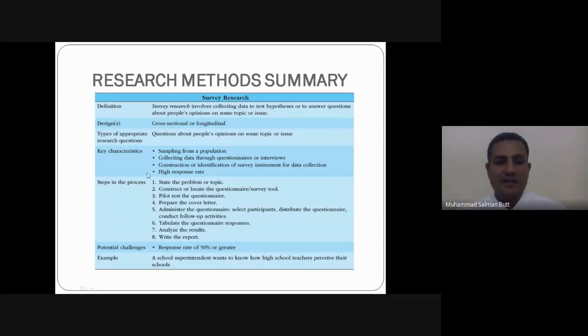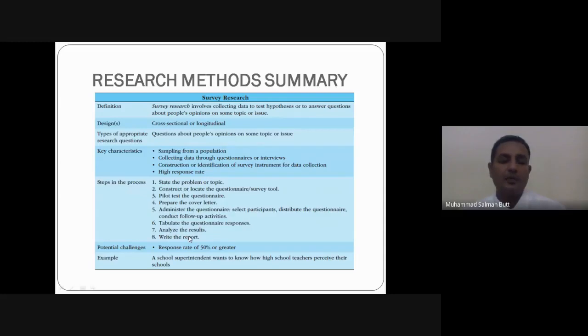The key characteristics we have already discussed, and then there are steps in the process: state the problem or the topic, construct or locate the questionnaire, and pilot test the questionnaire. Pilot testing means that if you have developed the questionnaire yourself, you pre-test it to see whether it can give you the required answers or not. Prepare the cover letter. This is important: you make one letter to explain the research to the participants so that they can have confidence in filling the form as well. Administer the questionnaire, then tabulate the answers, analyze them, and write the response.